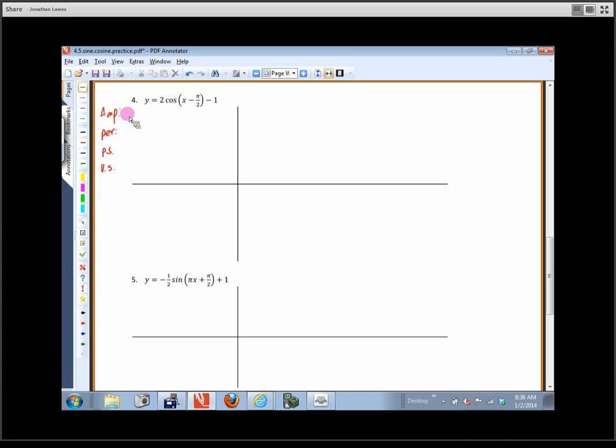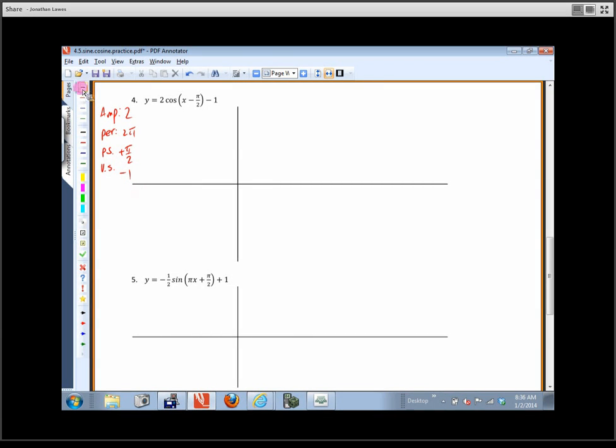So we have a new amplitude, right? What's the amplitude? Amplitude is 2. Change in period? No change in period, right? So the period's going to be 2 pi. Phase shift? To the right, pi halves. So we're going to do positive pi halves. And then what about a vertical shift? Down 1. We're going to move it down 1.